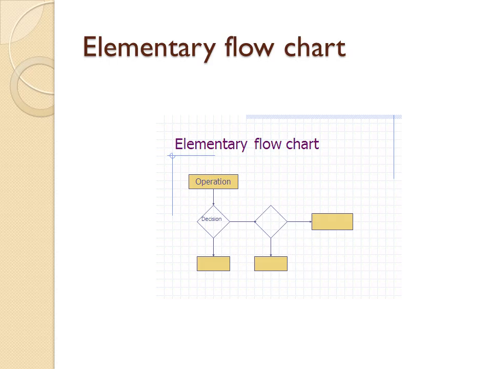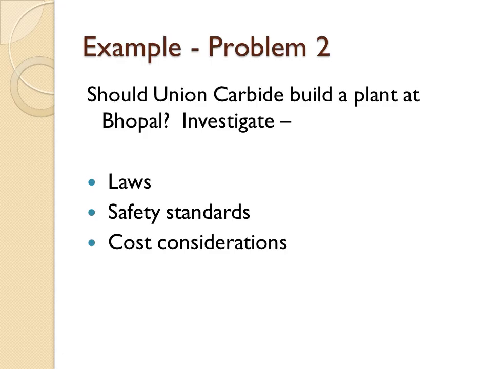We can take an example, like example problem 2: should Union Carbide build a plant at Bhopal? This company wanted to build a plant at Bhopal and they want to make a decision. In this example we are considering only 3 areas to reach the decision: number 1 is laws, number 2 safety standards, number 3 cost consideration. So let's see a flow chart that covers these 3 problems.